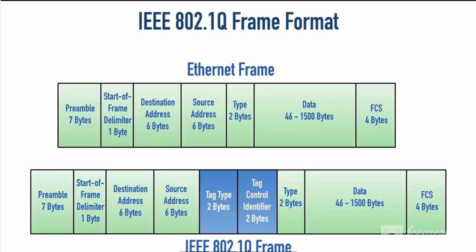There's 26 bytes of header and 4 bytes of checksum. That's a lot to be adding to our frames. And because it is a Cisco tagging mechanism, it might not work well with other vendors. So in almost all cases today, we're going to be using .1q trunking.